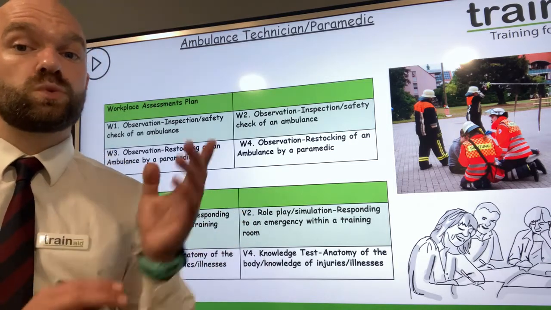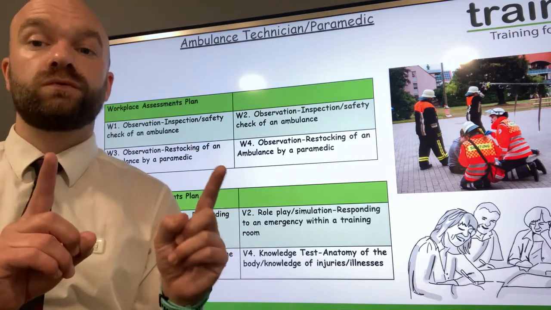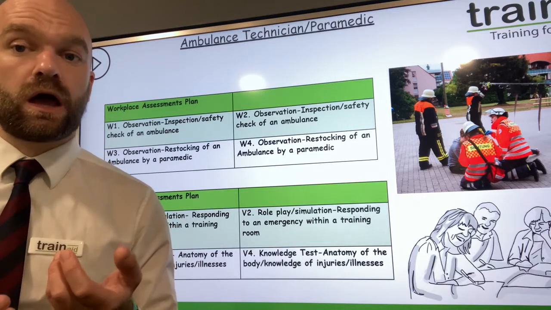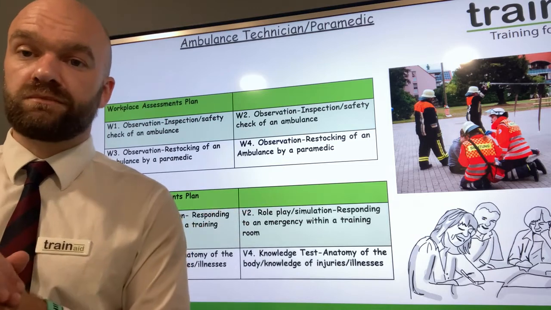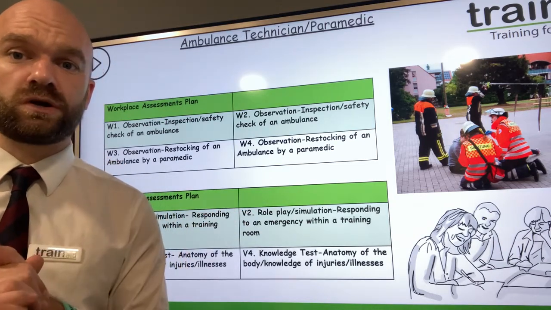So for workplace 1 and for workplace 2, your two candidates can each perform a risk assessment. Okay, so they could each have a safety checklist that they're filling out as they are simply looking at the ambulance to make sure it's in good working order.